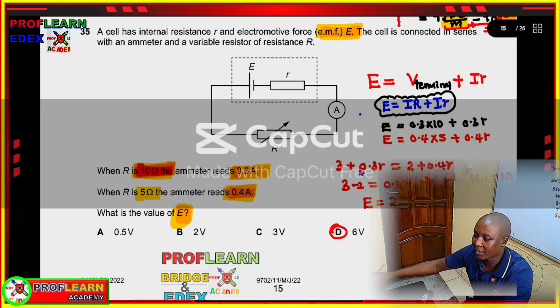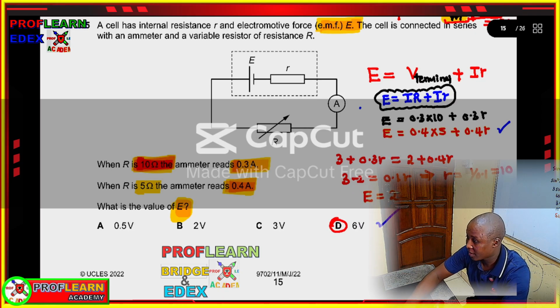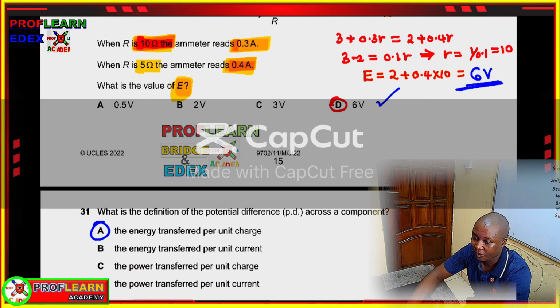Then we do the same for the second information. 5 ohms gives a current of 0.4, and because both of them represent the EMF of the same cell, we equate the two equations. If you work it out, you solve and get the value of 6 volts. So the answer for that is 6 volts.